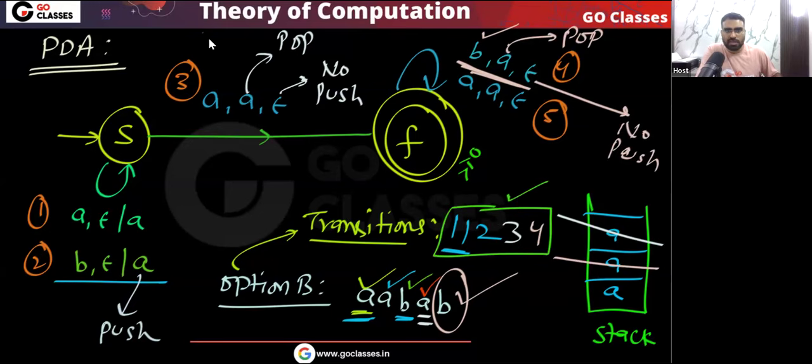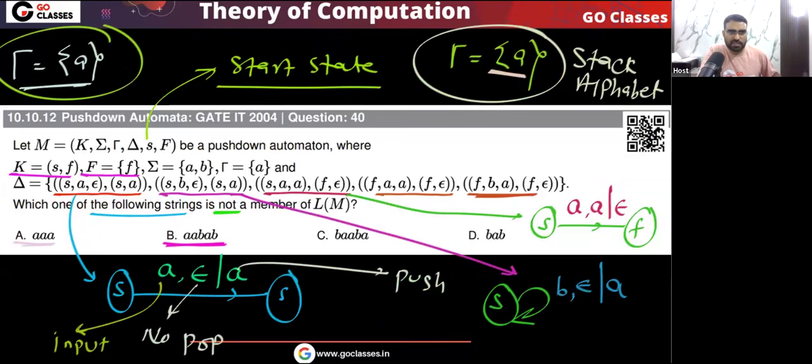Yes or no? The string has ended and now I am in the final state. At the end of the string, I am in the final state. So what can I say? Tell me. I can say that this string is accepted. Okay, is this clear? Very simple point, remember, these strings are accepted.